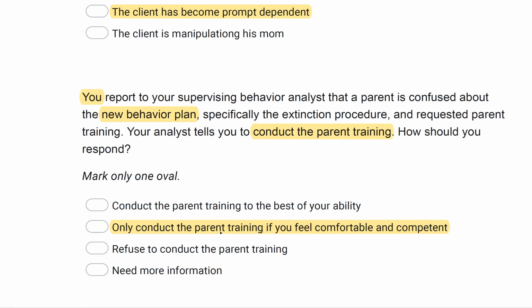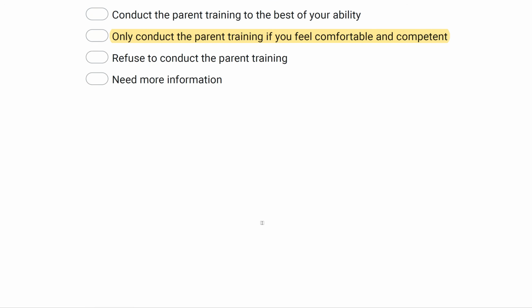With an ethical question, this is similar to an ethical question. It's more of a role question, right? But we're also talking about competence. Ethical questions, you want a strong answer, okay? But you don't want something that's too strong, right? Because A, conducting the parent training to the best of your ability, is saying, well, I'm going to do it no matter what. C is saying I'm not doing it regardless. B is somewhere in the middle where I can do it if I'm comfortable and if I'm competent.